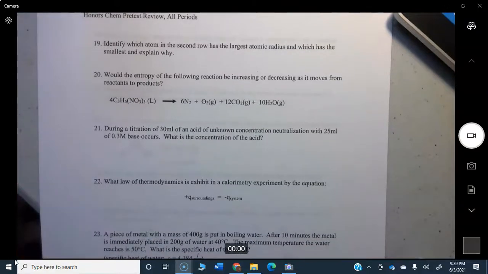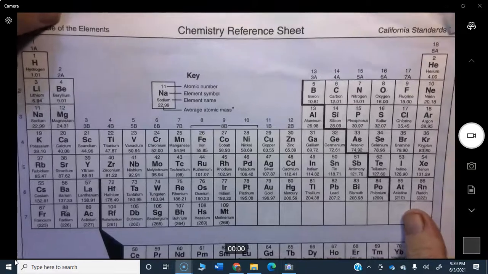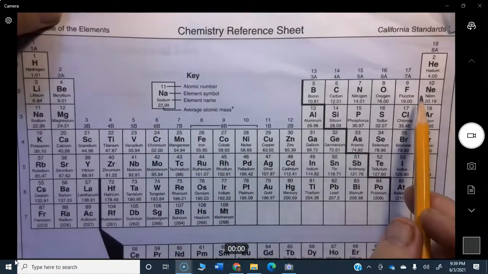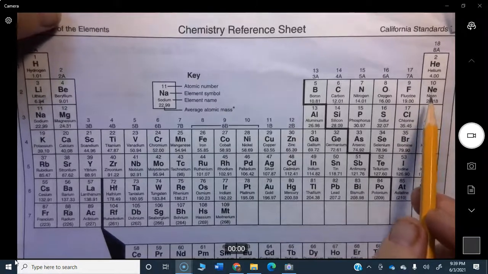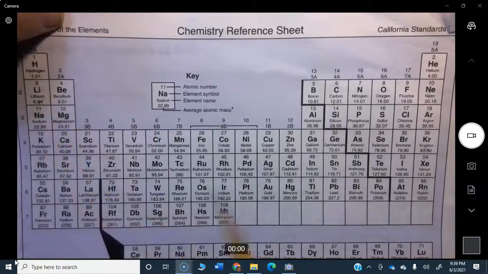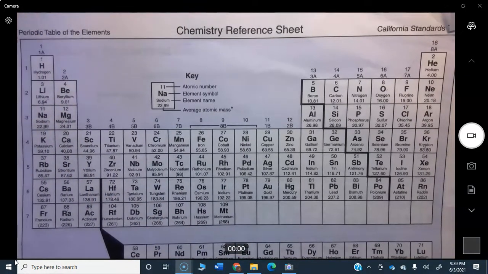Number 19. Identify which atom in the second row has the largest atomic radius and which has the smallest. Explain why. So this comes into Z number. You don't have to calculate the Z number. But everything in the second row has 2 orbitals. That second orbital is the valence orbital. So no matter how many electrons it has in the valence orbital, neon has 8, lithium only has 1, they're all the same distance from the nucleus.